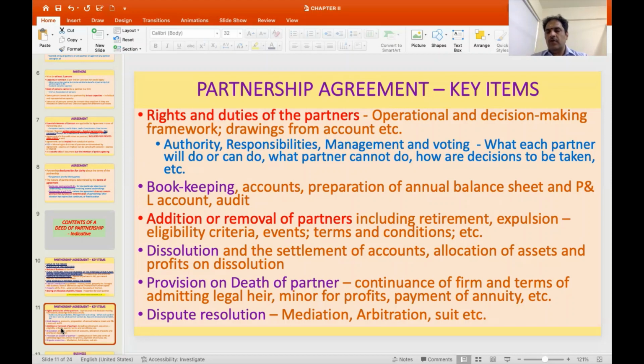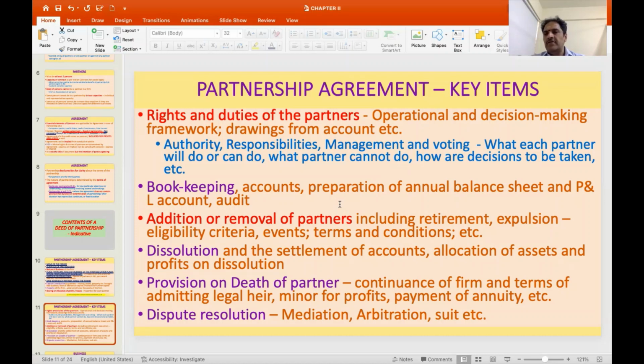Implied authority. So if you want to change implied authority, you will have to incorporate here that these are the things he can do and he cannot do, etc. Then how are the decisions to be taken, etc. Then another important aspect in respect of any business undertaking is the bookkeeping, accounts, preparation of annual balance sheet, profit and loss account, audit, etc. Then what is the procedure in relation to addition, incoming partners, removal of partners, etc.